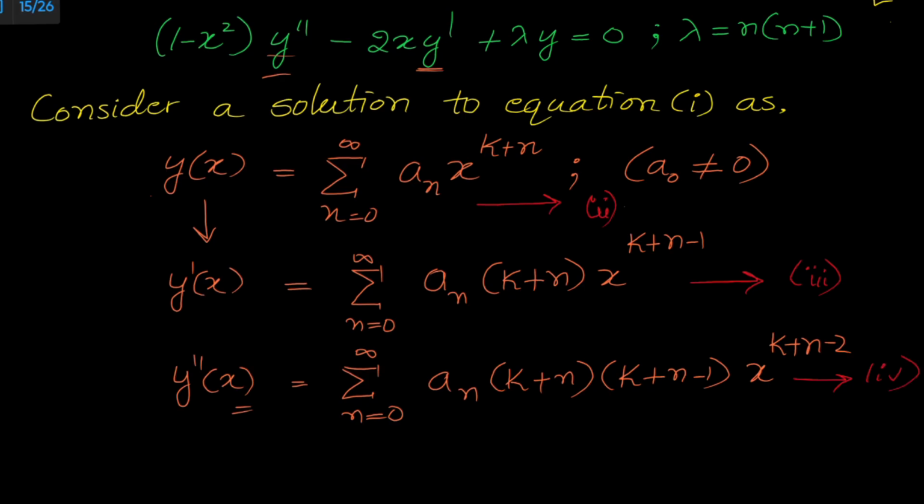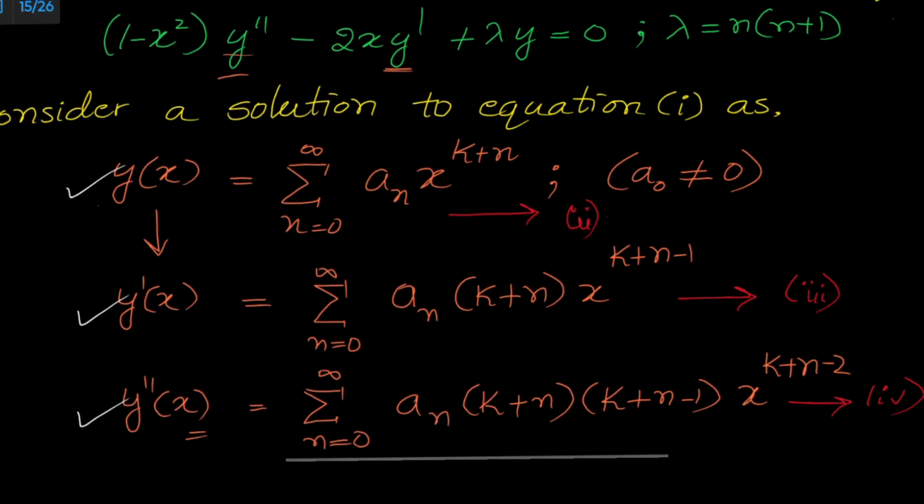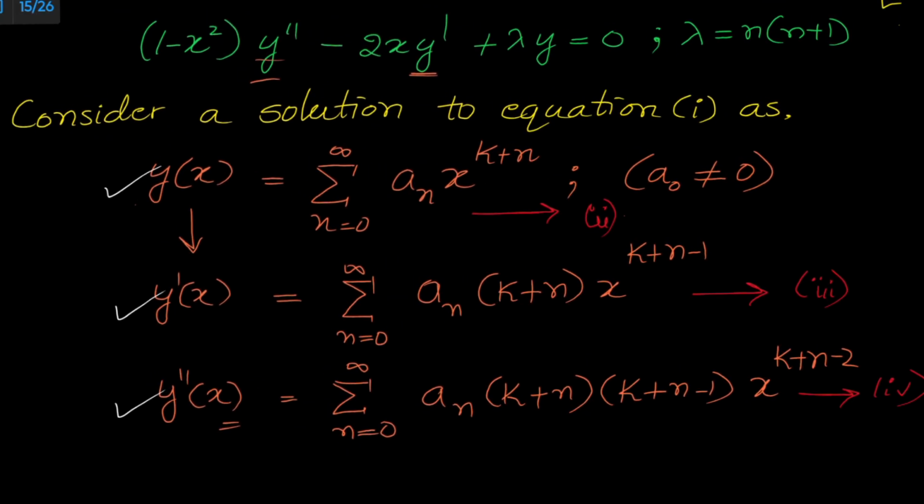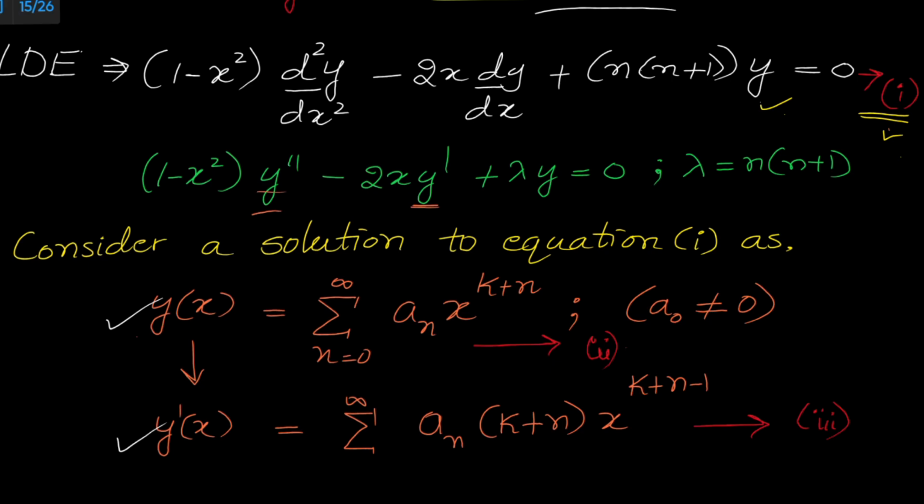Now since I have got y of x, y double dash of x and y dash of x, let us substitute back into the Legendre differential equation, that is equation 1, to check whether this equation is satisfied or not. So let us substitute it. Now it is 1 minus x squared. The Legendre differential equation is 1 minus x squared. So before going to that, let me write here: substitute.